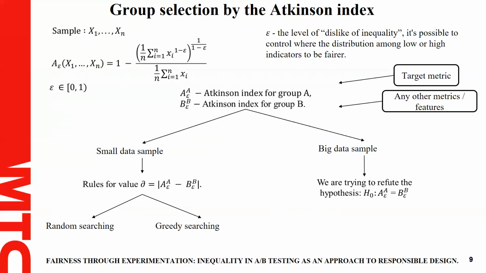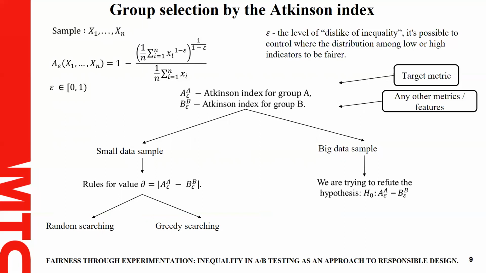Let's take a closer look at the Atkinson index, which is an economic index, an index of social inequality. Usually they measure it by how evenly income is distributed among the population. And it also has a certain parameter, epsilon, which is responsible for how sensitive we should be to how evenly income is distributed. Should we focus on low incomes or high ones? Let's see. We have a sample of x1, ..., xn.